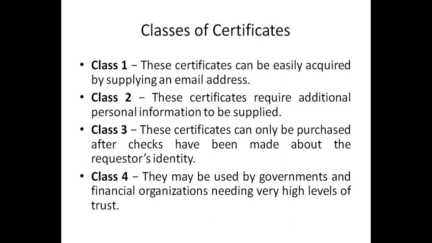Very similar to the speed post we get at our home. Once we claim that this is my Aadhaar number and this is my residential address, someone will come to your address and verify whether it is really you who is trying to communicate. Those kinds of digital certificates fall under the category of class 3. Class 4 digital certificates may be used by governments and financial organizations needing very high levels of trust. There may be multi-layered security involved in class 4 digital certificates for the confidential communication between governments and financial organizations, whose data leak may lead to catastrophes.